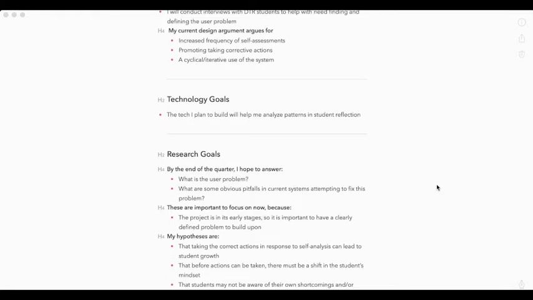These are important to focus on now because the project is in its early stages, so it is important to have a clearly defined problem to build upon.